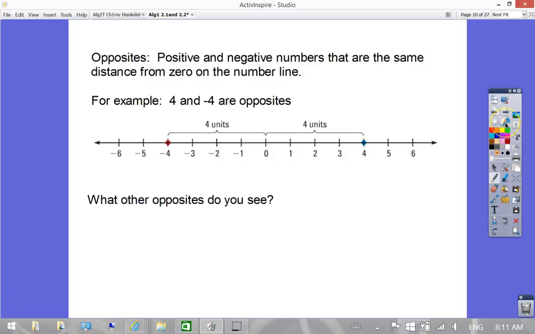So we have to define the word opposite, at least mathematically. You probably already think you know what an opposite is, right? In math, positive and negative numbers that are the same distance from 0 on the number line are called opposites. So 4 and negative 4 are opposites.